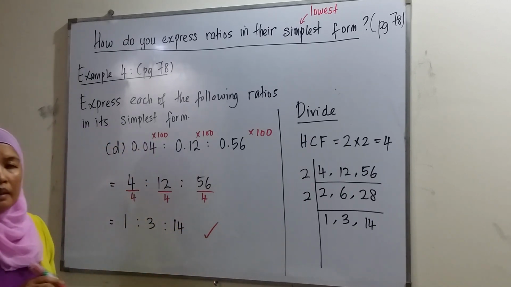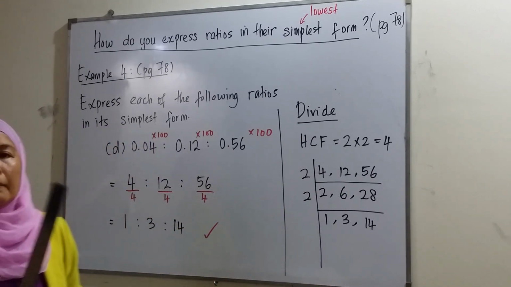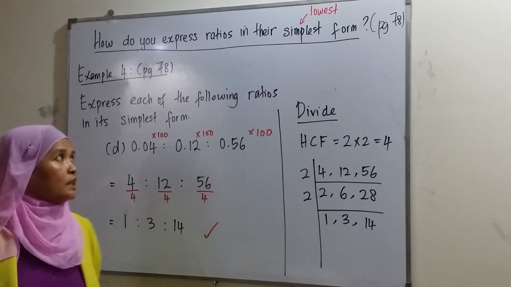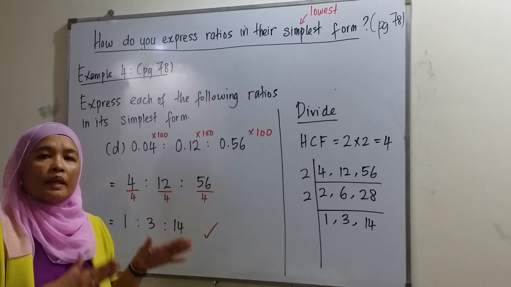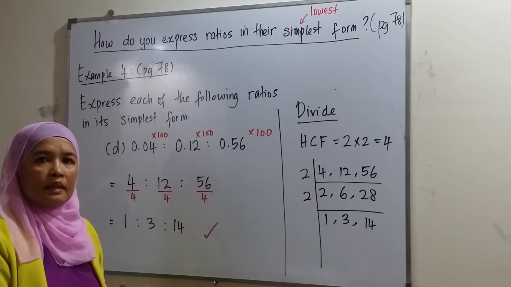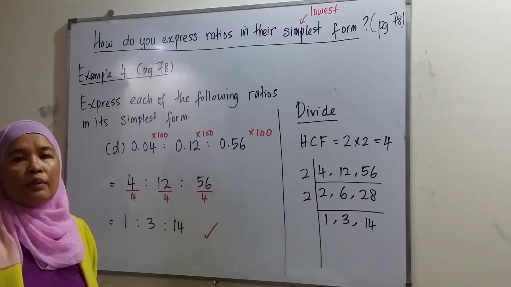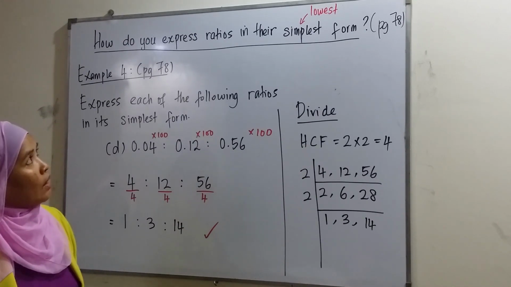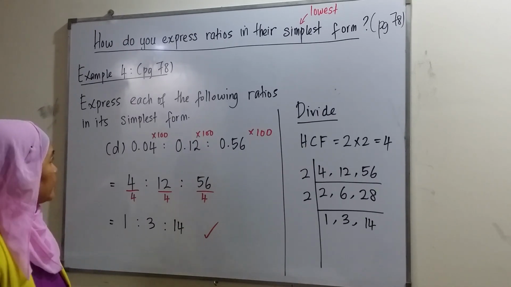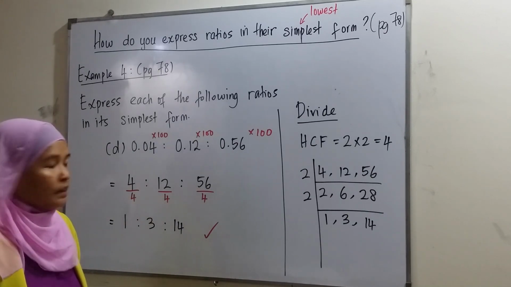Okay. So the conclusion of the lesson today is how to get the ratio in the simplest value or smallest value or simplest form.